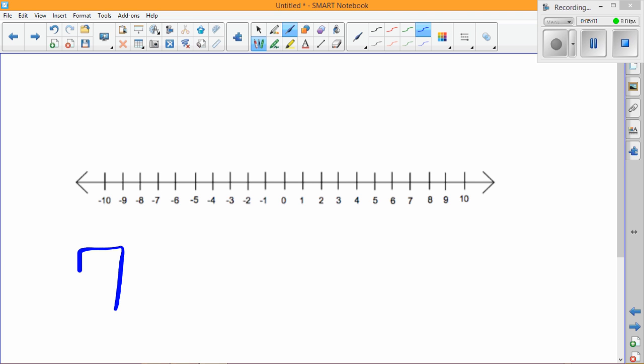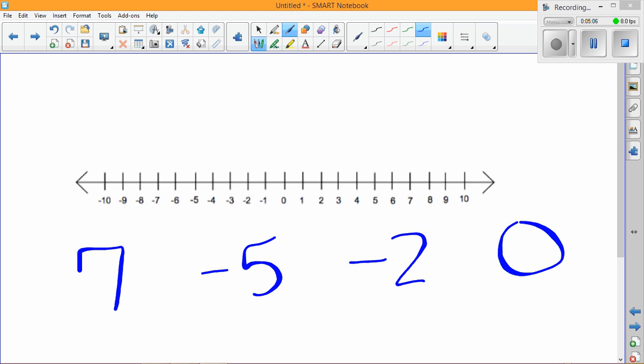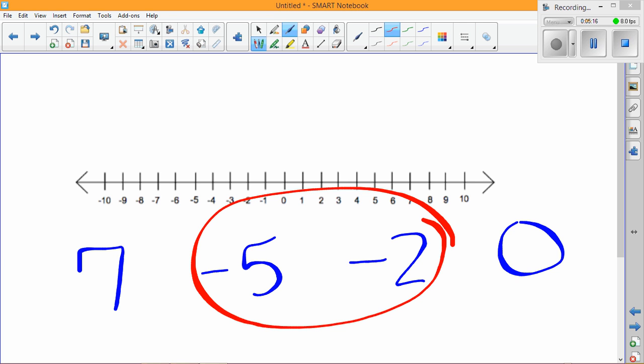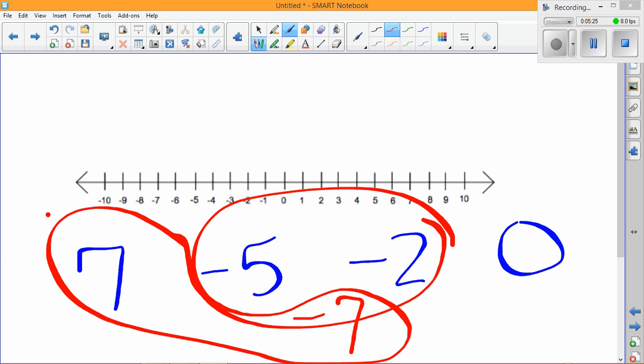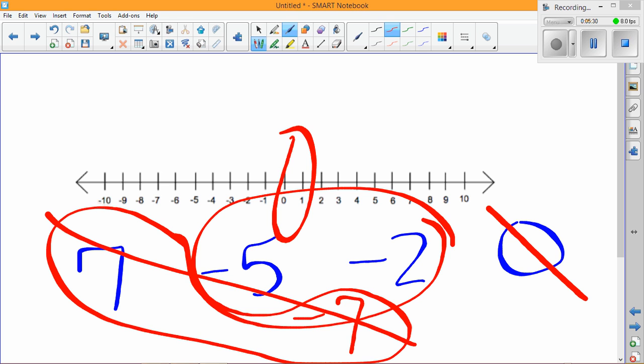Okay, 2 more examples here. +7, -5, -2, and a 0. So say I get those numbers in the integer game. The really neat thing is, if I pair these two together, they will be -7 because they're both negative, so they'll give us a -7. And then I can see that -7 and +7 give us 0. We have another 0. We may have won the integer game because we are directly on 0.